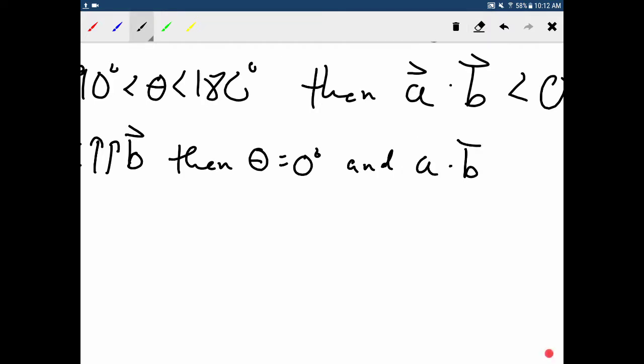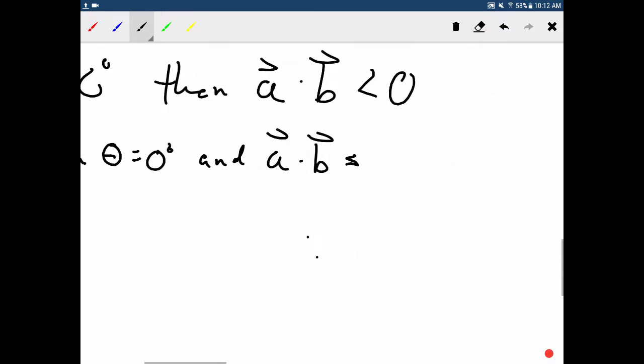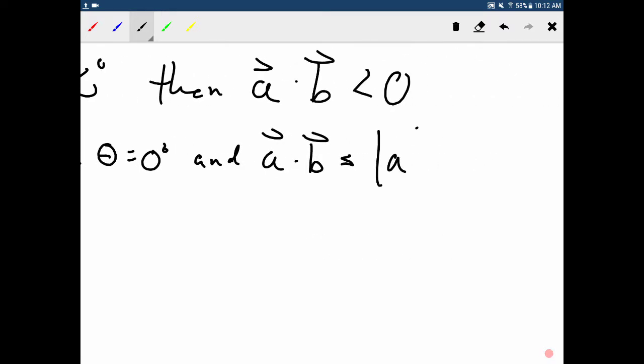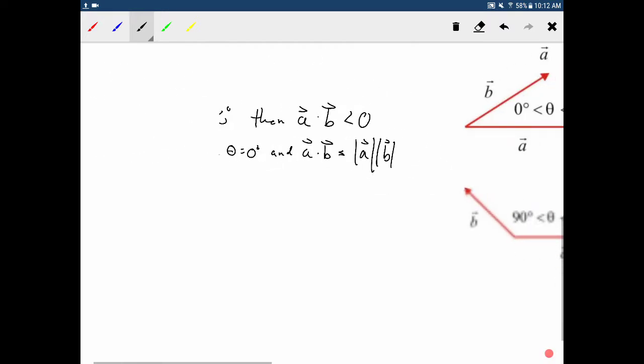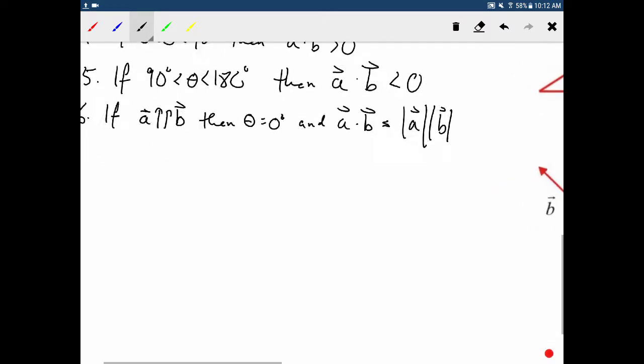is equal to just the magnitude of A times the magnitude of B. Okay. Because cosine equals 1.